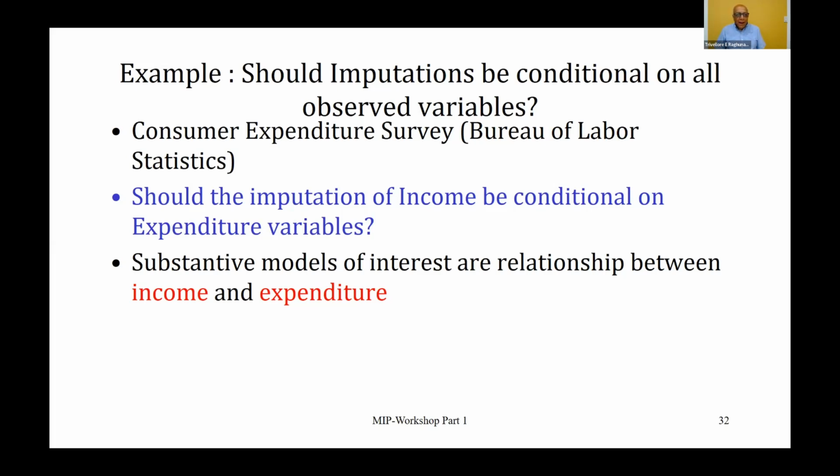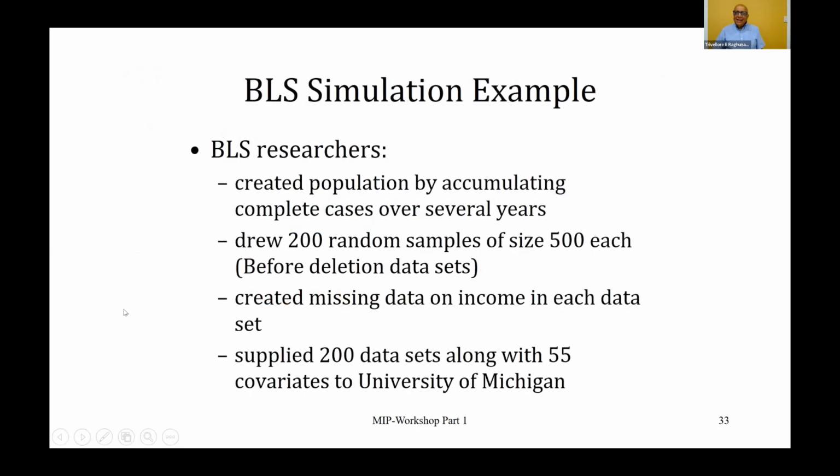Now, my answer would be, of course, you should use expenditure to impute income, and you use income to impute expenditure. Why not? Because income has to give information about expenditure, and expenditure has to give information about income. So the imputation should really use all the information that is available on that individual. And BLS researchers were not convinced. They said, no, I don't think so.